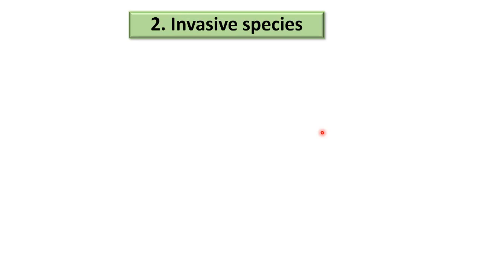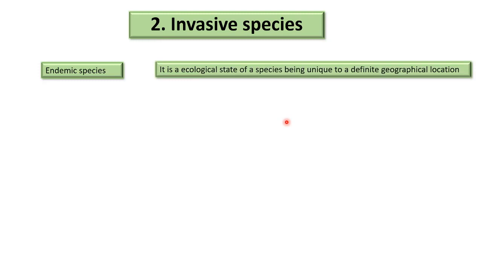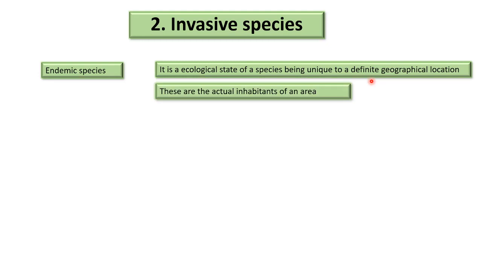Second threat that we are going to talk about is invasive species. Now, before we know what actually invasive species is, let us first understand what is an endemic species. Endemic species is an ecological state of a species being unique to a definite geographical location. That means that this particular species is definite to a geographical location. These are the actual inhabitants of an area. These are the species that belong to that area. These are the original native species of an area, the original inhabitants.